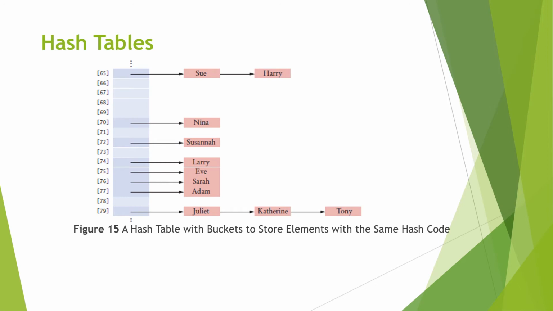So here is an example of a hash table. As you see, it has many cells, and each cell points to a linked list. So for example, Juliet, Catherine, and Tony all have the same hash code 79. Adam has hash code 77, Sarah has hash code 76, Eve has hash code 75, Larry 74, and Sue and Harry both have the same hash code 65.